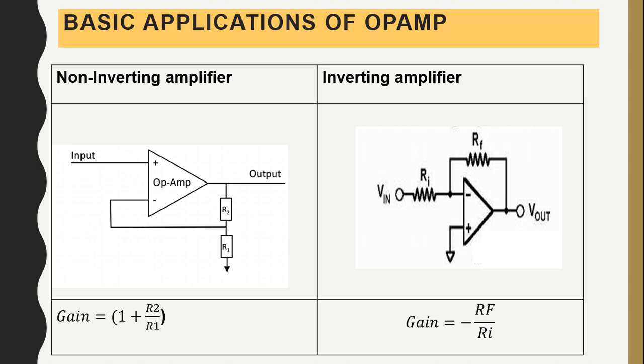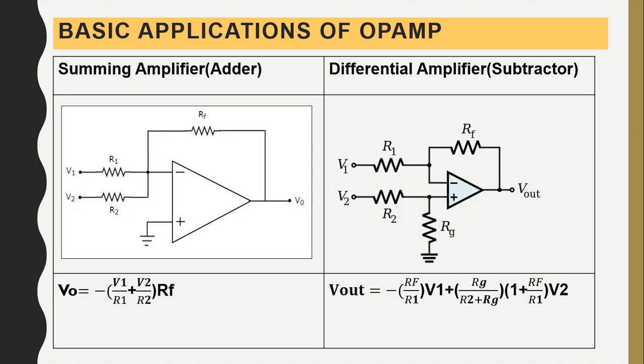Similarly, inverting amplifier. Here also the input is connecting to the inverting terminal. So the gain is minus RF by Rin. That negative sign indicates the voltage will be inverted when it comes to the output.